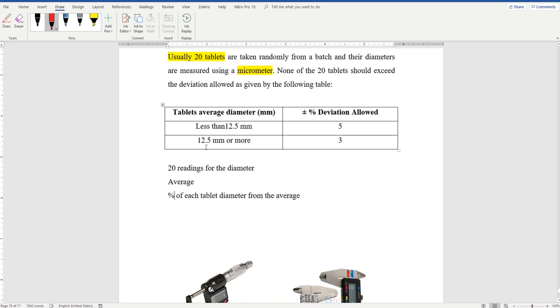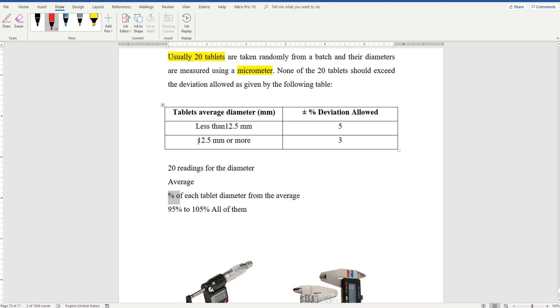Now, do they pass or fail? Look at the table here which has been taken from the old pharmacopoeia. If the average diameter is less than 12.5 millimeter, then these percentages, all of them, should be within plus minus 5%. That is, they should be from 95% to 105%. All of them. Each one of the 20 percentages should be between 95 and 105, plus minus 5.